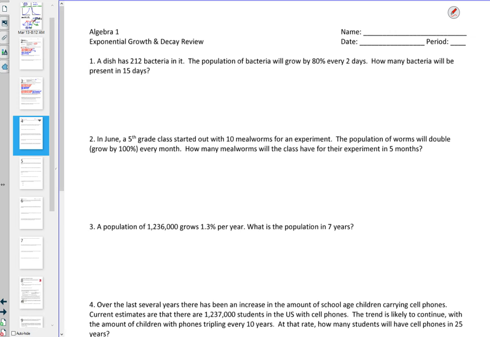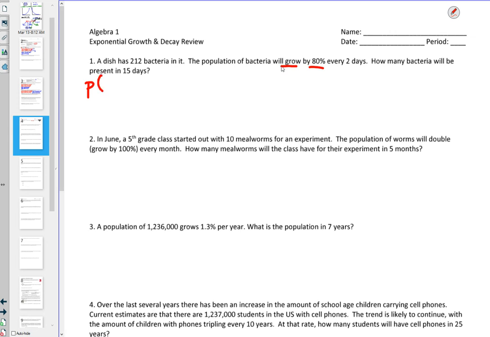A dish has 212 bacteria in it. The population of bacteria will grow by 80% every 2 days. How many bacteria will be present in 15 days? A little bit of a tricky one. What are we measuring? Population of bacteria. I'll choose a P.